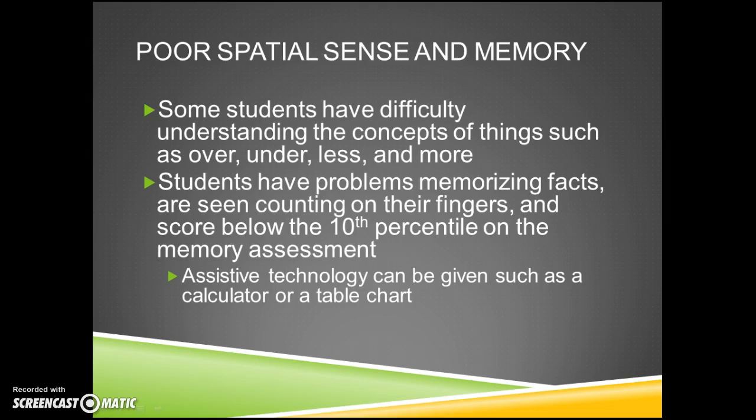Poor spatial sense and memory. Some students have difficulty understanding the concepts of things such as over, under, less, and more. Some students have problems memorizing facts, are seen counting on their fingers, and score below the 10th percentile on the memory assessment. Assistive technology can be given, such as a calculator or a table chart, to these students who have memory problems.